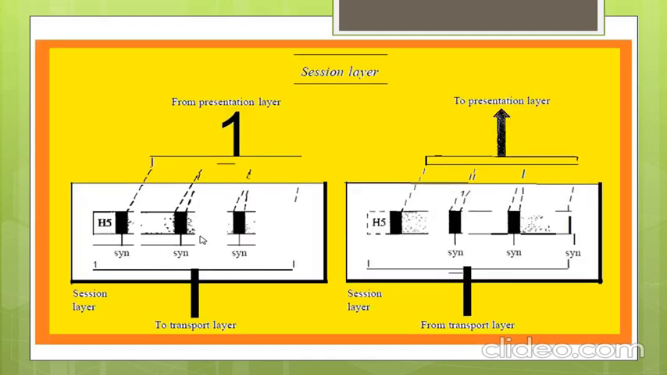You can see the diagram of a session layer. The data comes from the presentation layer to the session layer. From there it goes to the transport layer at the transmitting end. Similarly, at the receiving end, the data goes from the transport layer to the session layer, and from there it goes to the presentation layer.